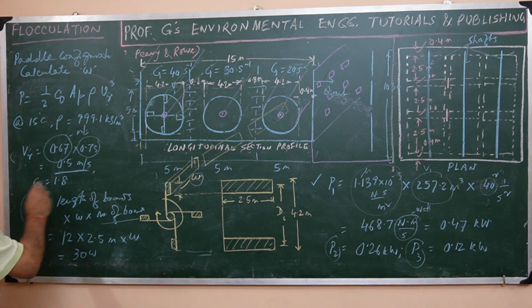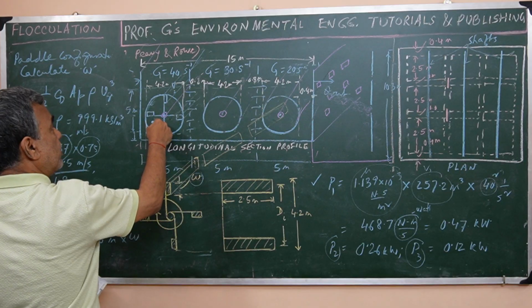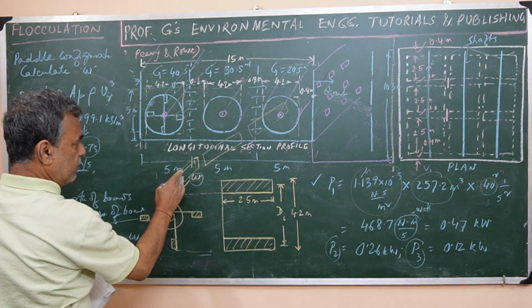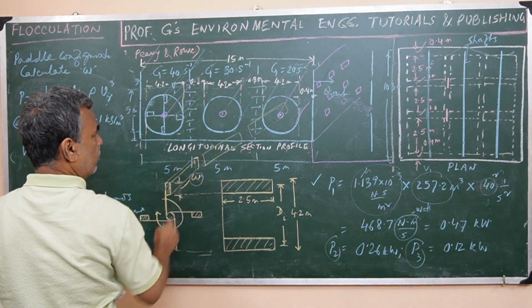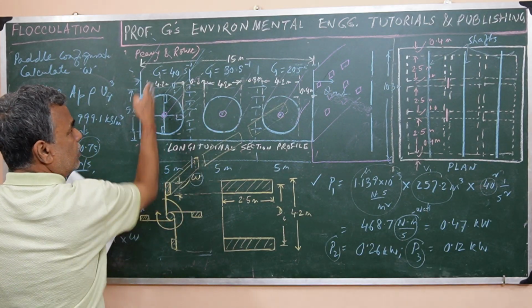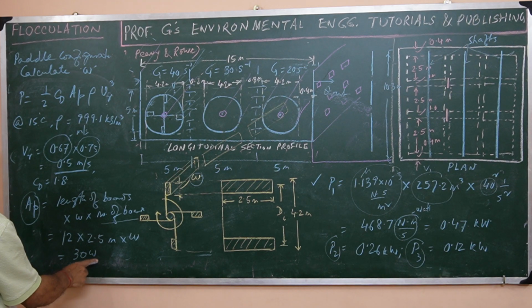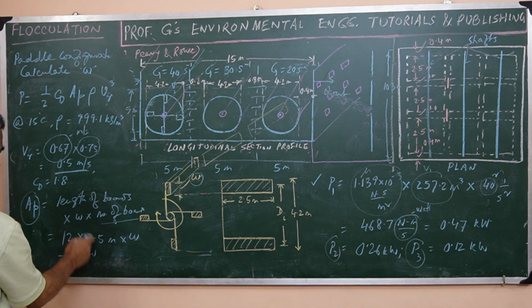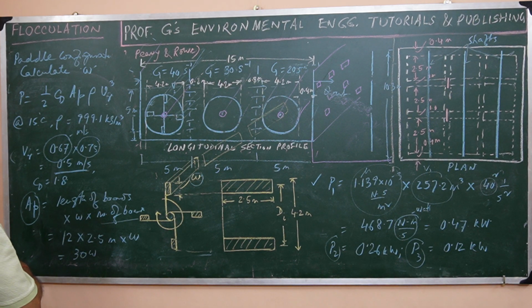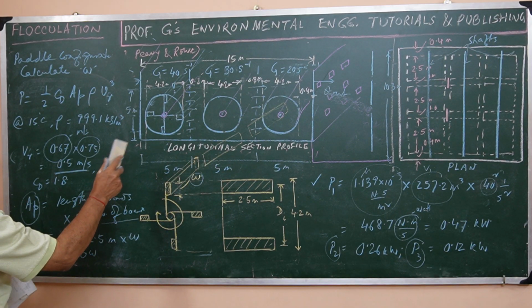AP means for the first compartment, what is the total paddle area? That means this paddle area, 3. And this is in series this way. Okay, so 30 W or so, in terms of W we have to calculate this W. So I think you understand this.